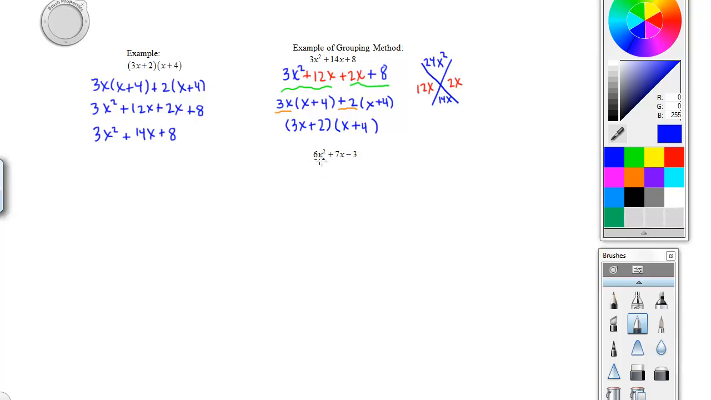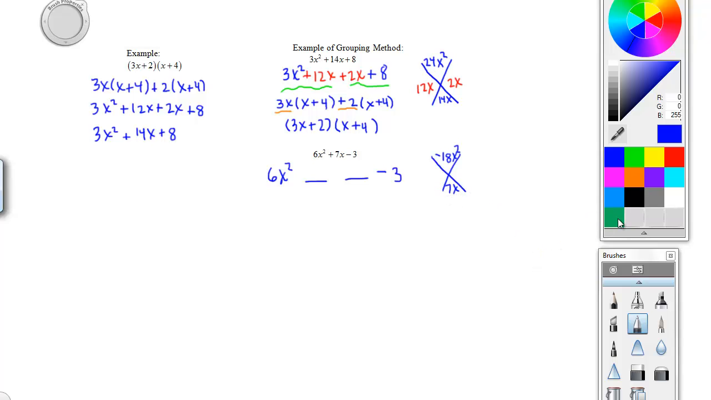Alright, so let's try another example. This might help you see the pieces better. So to figure out the values that I'm looking for, you can use this to help. But basically you need to bring down the 6x squared, and then you need to find two terms that multiply to negative 18x squared and combine to 7x. If this helps organize your thoughts, that's great.